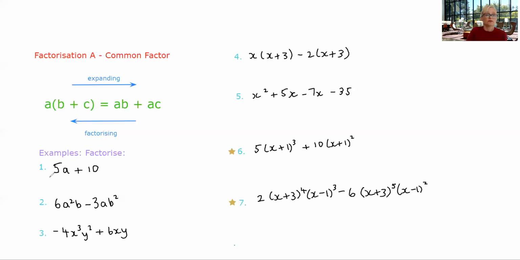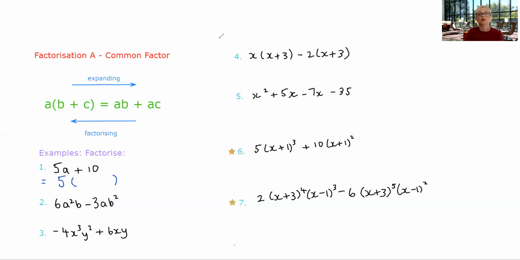So let's have a look at the first example here. What we're aiming to do is get a common factor out the front of our brackets and then work out what our brackets would be to make this work. Have a look at both your terms here. We've got a 5a and we've got a 10. What's the highest common factor? Well, obviously 5 can be taken out.